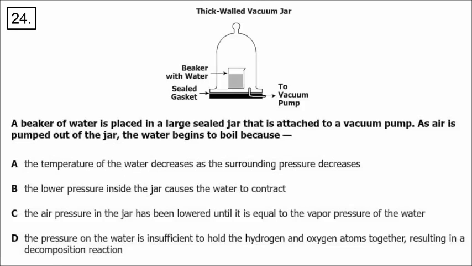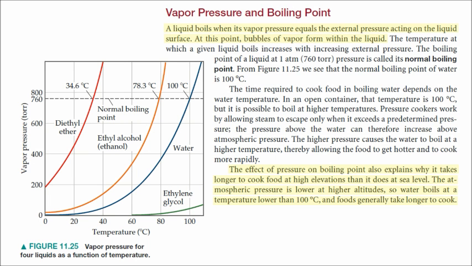Number 24, we have a beaker of water placed in a large sealed jar that is attached to a vacuum pump. And as air is pumped out of the jar, the water begins to boil. So which is the correct reason for this? We are lowering the pressure inside this large sealed jar. A liquid boils when its vapor pressure is equal to the external pressure acting on the liquid. At this point, bubbles of vapor form within the liquid. Now that's the normal boiling point at standard pressure of 1 atmosphere.